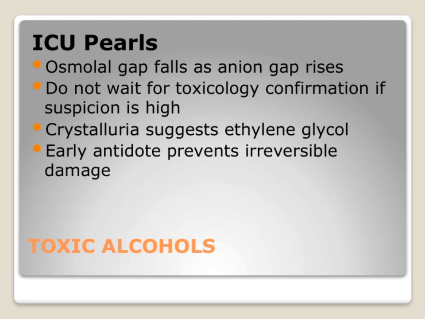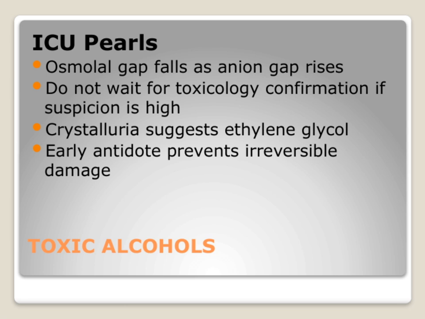Let's talk about some ICU pearls today. First, you'll notice that the osmolar gap tends to fall as the anion gap rises. This inverse relationship can help us track the progression of toxic alcohol poisoning. Next, it's crucial not to wait for toxicology confirmation if your suspicion is high. Treatment decisions need to be made promptly to prevent serious harm.